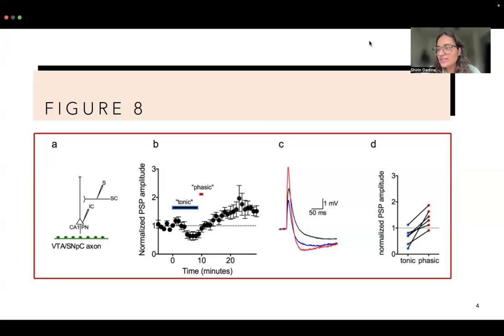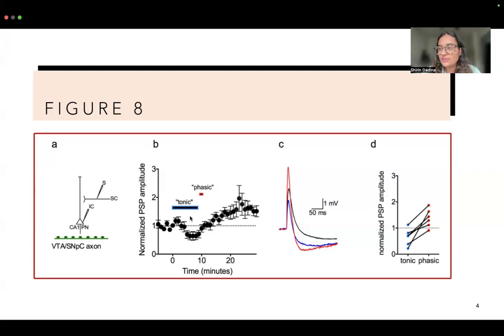In A, we can see the experimental setup of the VTA SNPC axon, so you can see here the stimulation paradigm. And the IC was stimulated at the CA1 PN neuron, and the Schaffer collateral synapses were stimulated as well. B is showing the effect of tonic and phasic optogenetic stimulation on the SC-evoked PSP. The tonic optogenetic stimulation occurs underneath the blue bordered bar, as you can see here, consisting of 5 ms long pulses of light given at 1 hertz.